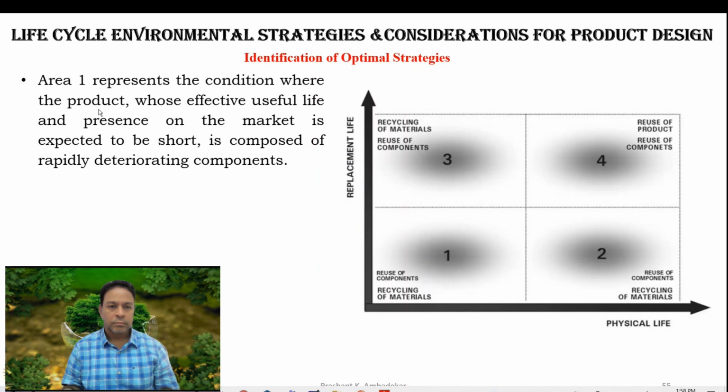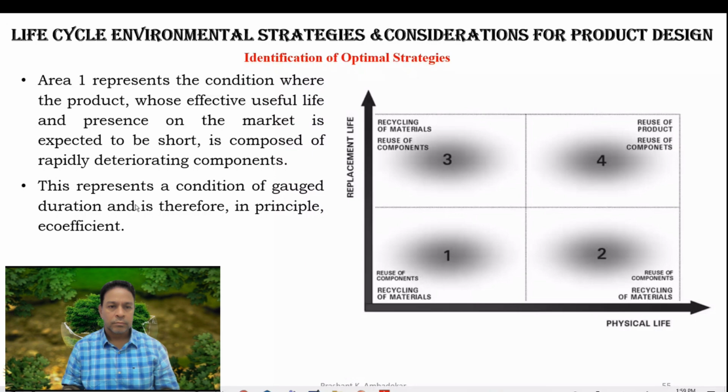Area 1 represents the condition where the product whose effective useful life and presence on the market is expected to be short is composed of rapidly deteriorating material or component. Make it from such a material that will finish in 3 years or 4 years, what is predicted. This represents a condition of gauged duration and therefore in principle a coefficient. So you have gauged, you have anticipated, you have identified that a particular technology will last for maybe 3 years only. So you have used the material accordingly.